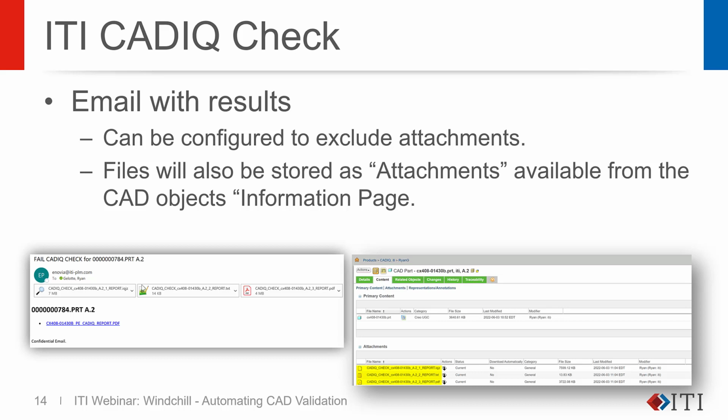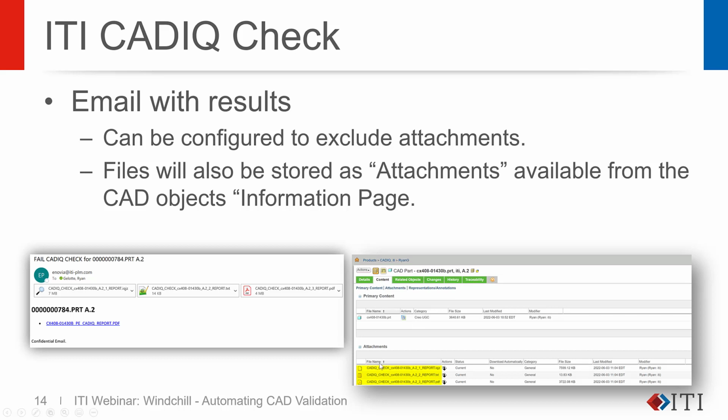Due to size of the attachments, as well as security concerns, you can configure it to include the attachments or exclude them. The attachments include a native CADIQ viewer file, as well as a text summary report, and the 3D PDF report that we also can create from the desktop solution. In addition to the ability to attach them to an email, they will be saved as attachments right within the CAD object in Windchill.